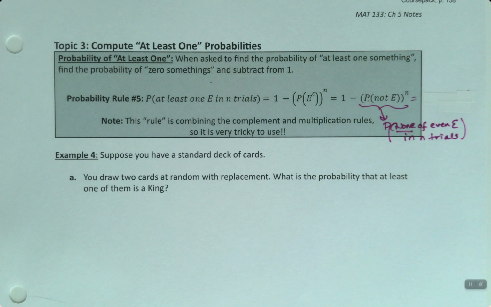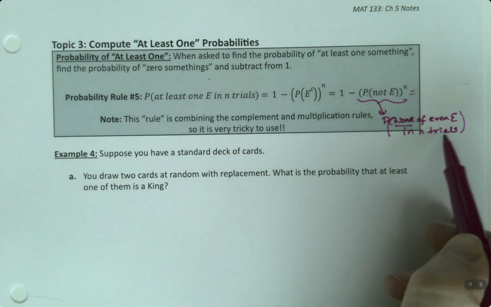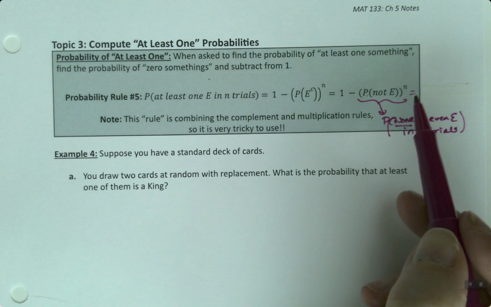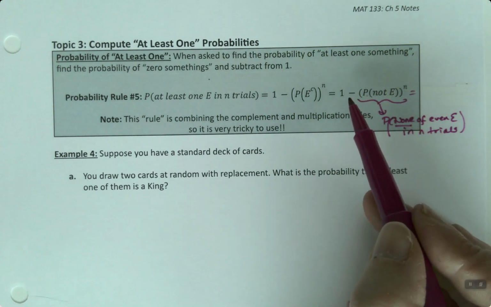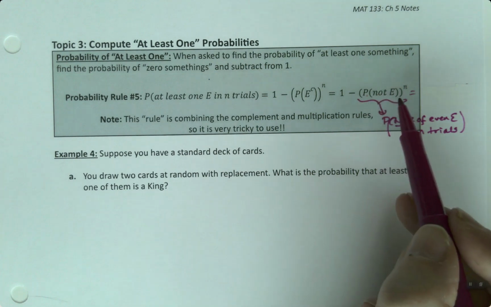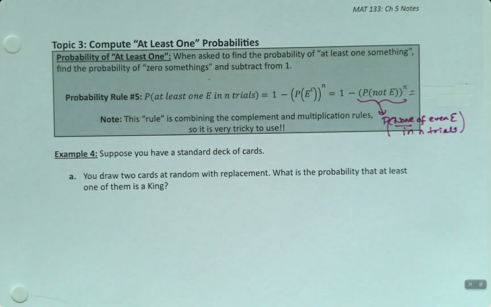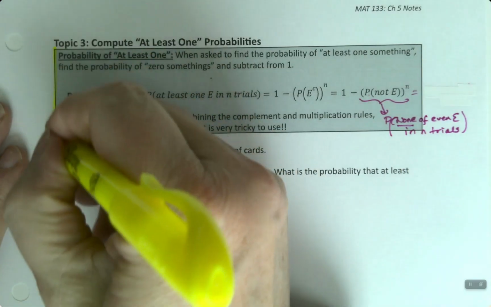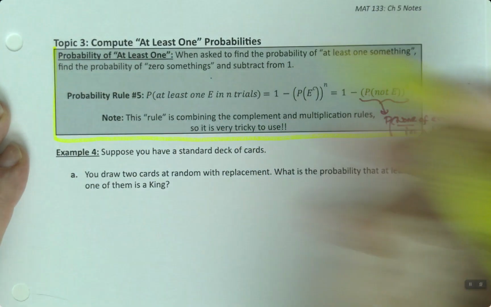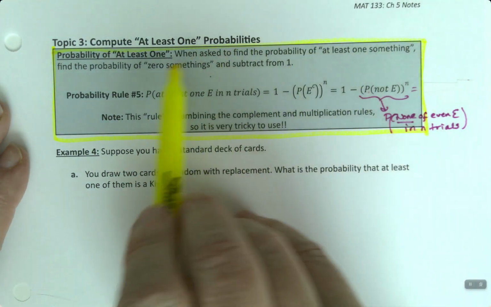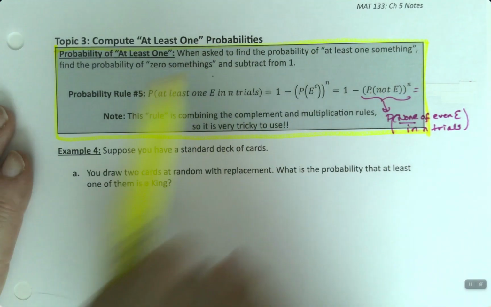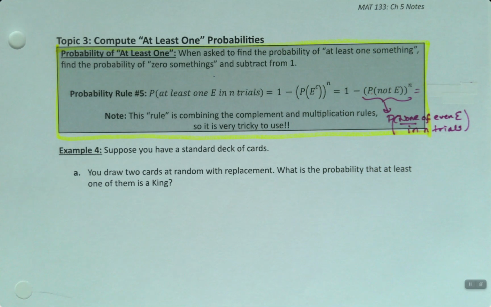So this is extra tricky because we need the complement rule to find the probability of none. Then we need the multiplication rule, and then we need another complement rule. So it actually uses two complement rules and a multiplication rule, so it makes it extra tricky to use. That said, it's on your formula sheet. You don't have to really memorize it so much as you have to know how to use it. But this is how you find the probability of at least one of event E, at least one of something out of n trials.